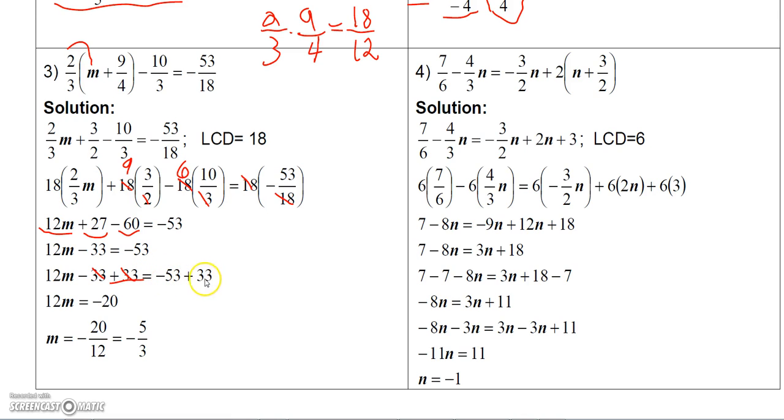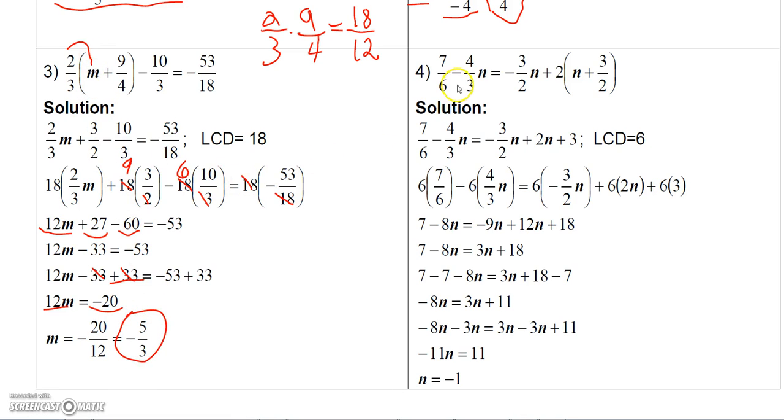So I get negative 53 plus 33, and negative 53 plus 33 is actually negative 20. So I'm just going to get 12m equals negative 20. And then if you divide both sides by 12 to get m, you get m is equal to minus 20 over 12, or minus 20 twelfths. And then you can reduce 20 twelfths by dividing the top and bottom by 4. If you divide the top by 4, you get 5. Divide the bottom by 4, you get 3. So my final answer there is negative 5/3.